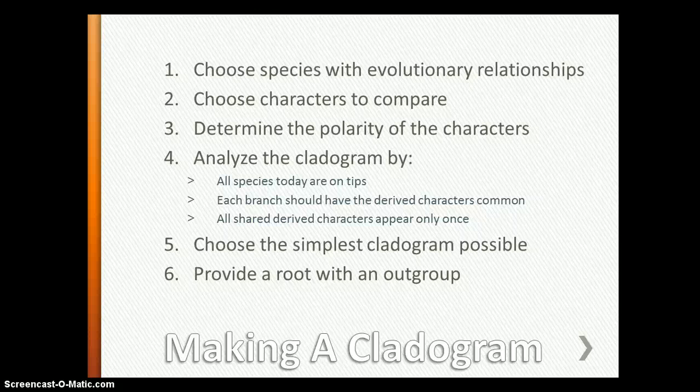So then you have to determine the polarity of the characters, which means you determine if the character came first, if it's a primitive character, or if it came later, which would then make it derived. And so this information may be available by examining the fossil record, and so then you would have to compare the in-groups, the out-groups.